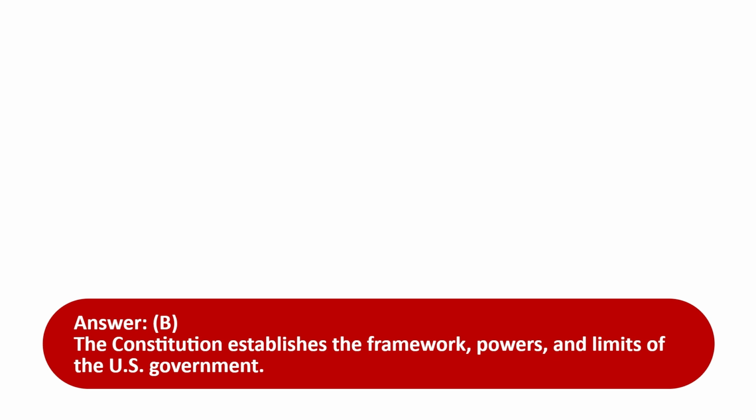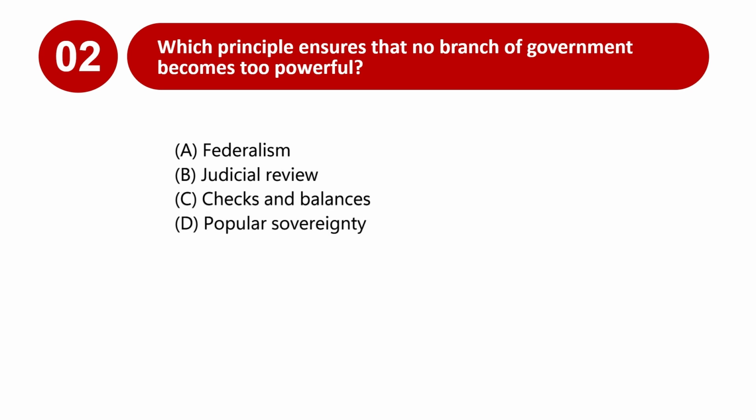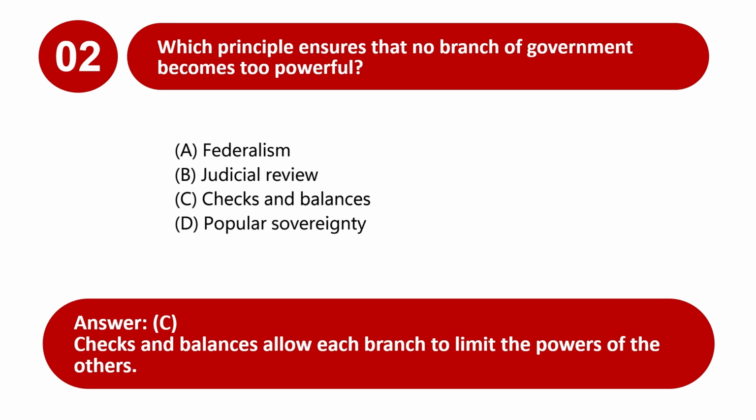Which principle ensures that no branch of government becomes too powerful? A. Federalism. B. Judicial review. C. Checks and balances. D. Popular sovereignty. Answer C. Checks and balances allow each branch to limit the powers of the others.